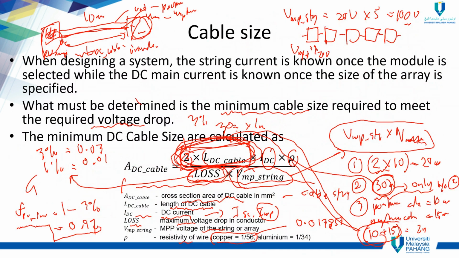Because here is VMP string, so here we take the IMP. Don't take the ISC. If you take ISC, then the pair is VOC. So because we take VMP string, the pair is IMP, IMP from the datasheet module. Okay?